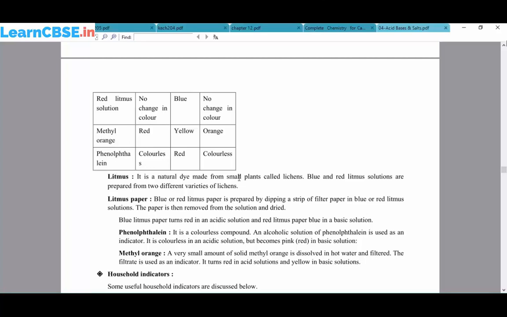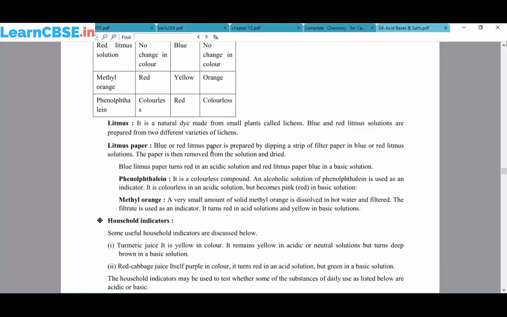Litmus is a natural dye, so we can derive it from small plants. Two kinds of solutions, blue and red, can be prepared from that. For litmus paper, blue or red, we can dip it in the solution. If a color change happens, then based on the color change, we can identify the acid or the base. Phenolphthalein is basically a colorless compound.